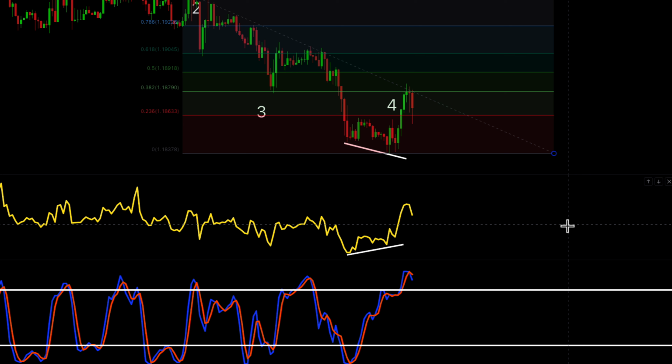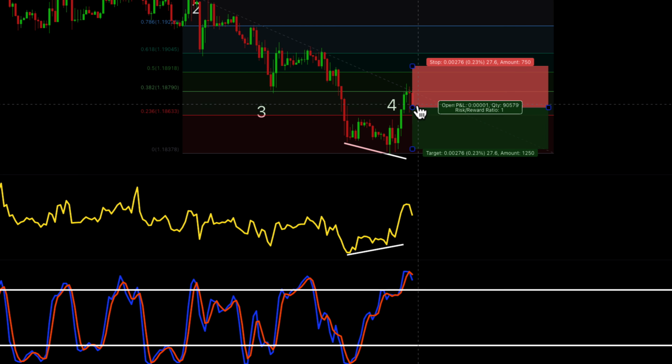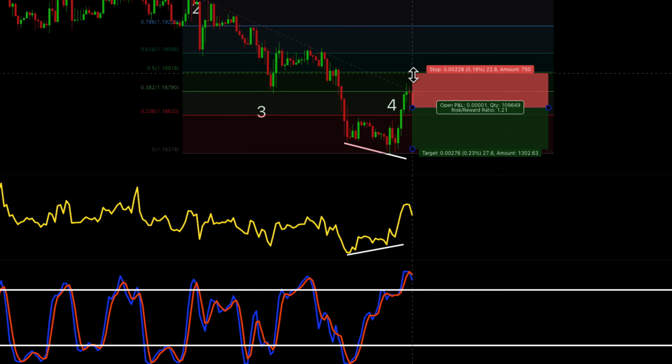The first cross down of the RSI is our entry signal. This is our trigger candle. We open a position at the close of this candle with our stop at the 0.5 level.